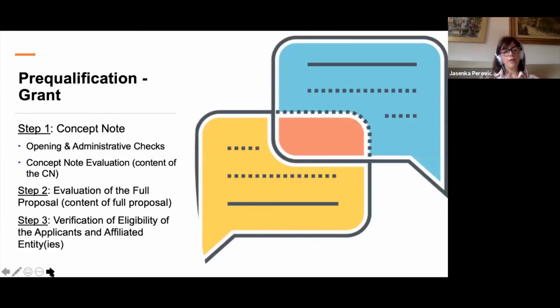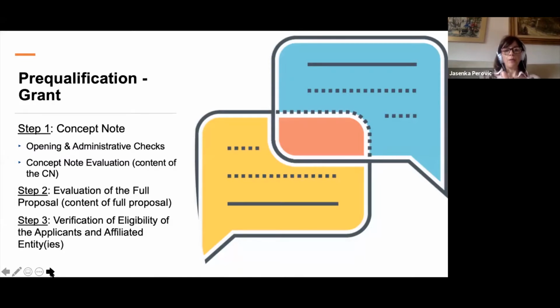As was mentioned before, this is a restrictive call for proposals, which means that it has a few steps throughout the process of evaluation of your proposal. The very first one, which is the subject of today's discussion, is the concept note, which again has sub-steps. The first is the opening and administrative checks, and the second is the concept note evaluation.